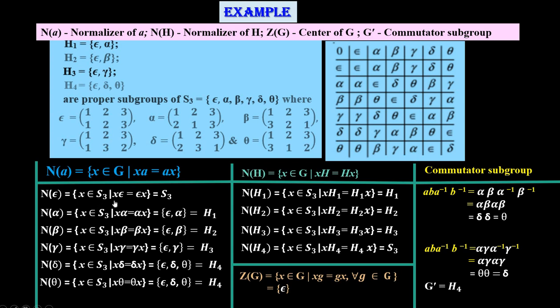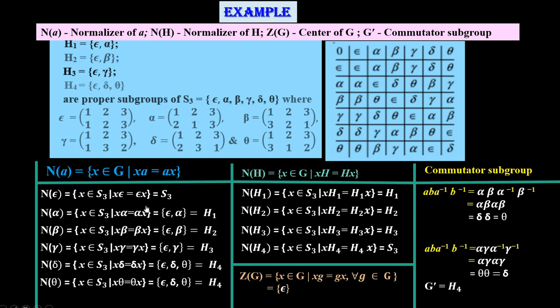So N of epsilon is all those elements which commute with epsilon. So all the elements of S3 will commute with epsilon because that is the identity element. So you have your N of epsilon to be the whole of S3. Next, if we consider N of alpha, it is all those elements of S3 which commute with alpha. But from the table you can see that we cannot have beta in the place of X, because beta alpha is theta and alpha beta is delta. So they are not the same.